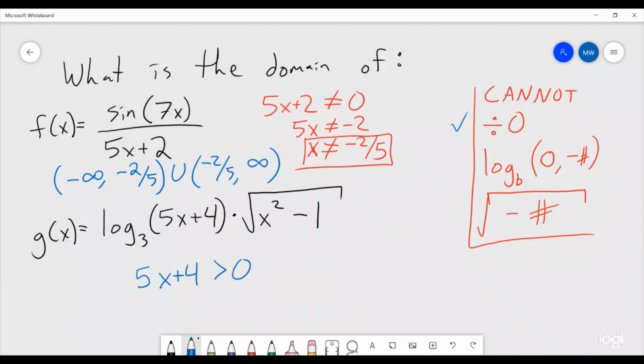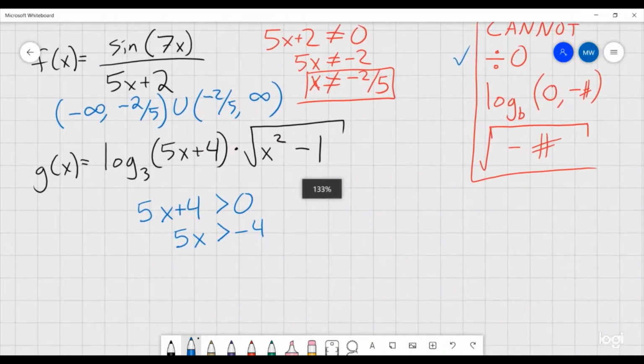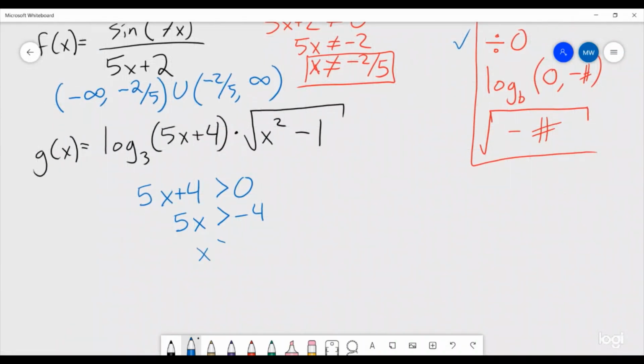So let's go through and solve what that's going to be. So then we get 5x has to be bigger than negative 4, so x is bigger than negative 4/5. So there is one piece of our domain. However, we are also multiplying by this square root thing, which means that we also have to deal with that one. So this is going to tell us that x squared minus 1, we can't be taking the square root of a negative, so that means that has to be positive or 0. So that's greater than or equal to 0.